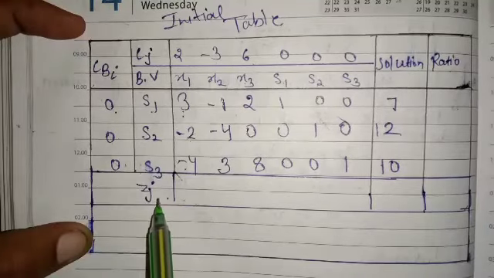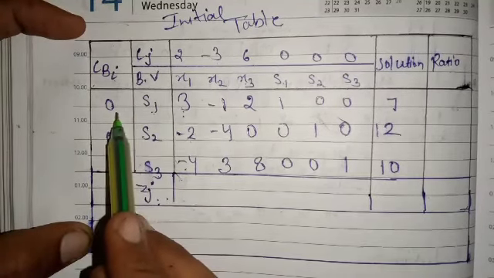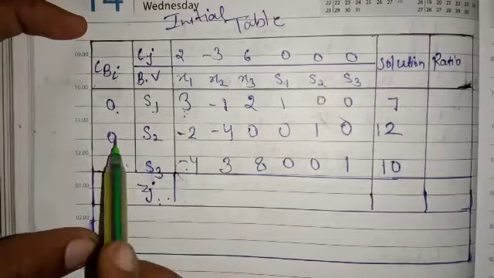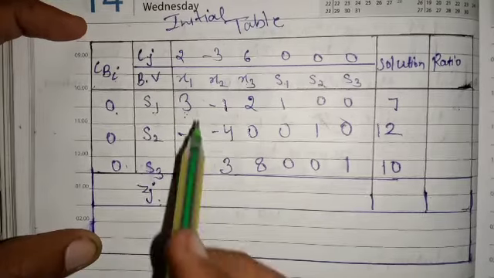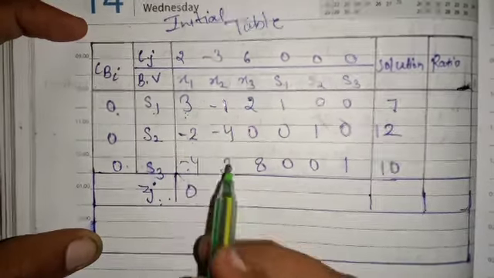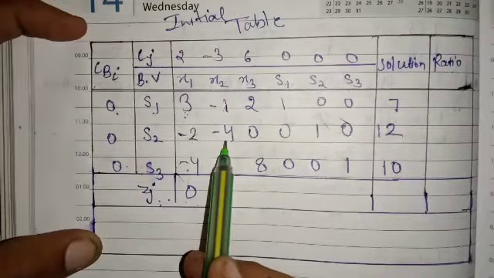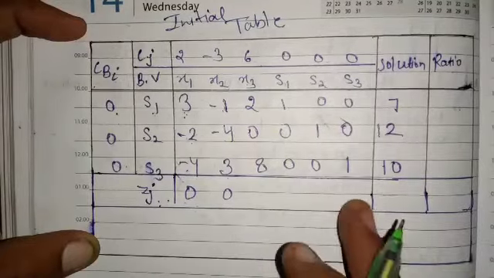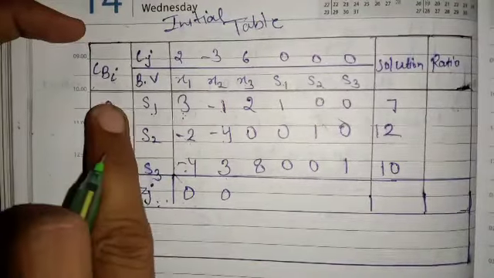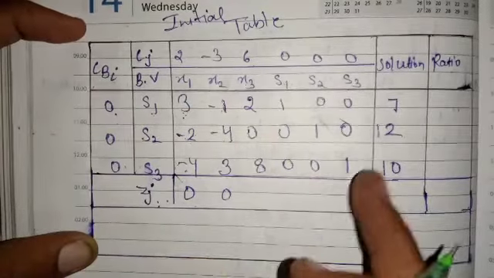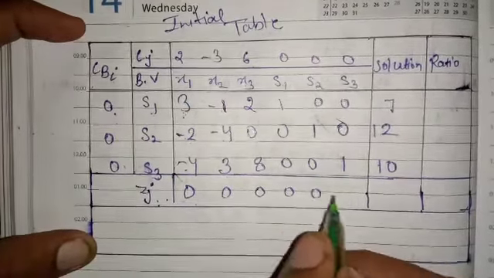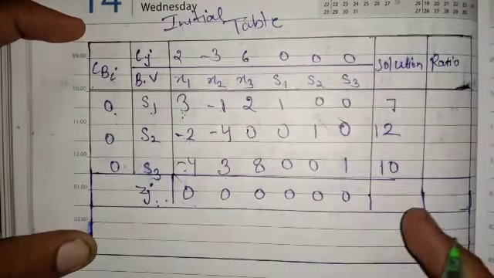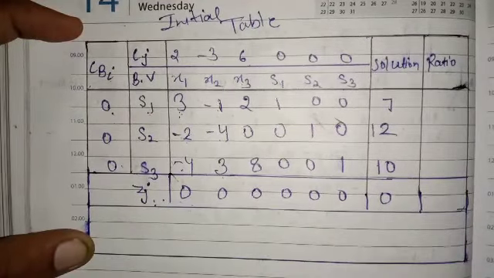Now we find the value of zj. The coefficient of the slack variables is 0, so for the first column: 0 into 3 plus 0 into -2 plus 0 into -4, all adds to 0. The next one is 0 into -1 plus 0 into -4 plus 0 into 3, which is 0. Multiplying with 0 we always get 0. Then 0 into 7 is 0, plus 0 into 12 is 0, plus 0 into 10 is 0, so all the values of zj we get 0.